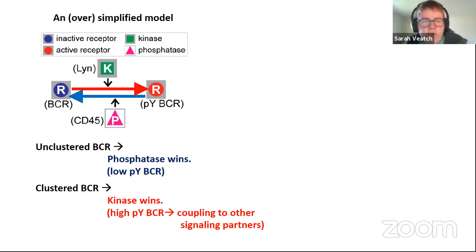But for some reason, when you cluster the B cell receptor, this tips the scale so that the kinase can win. So then the receptor ends up getting phosphorylated. And this phosphorylation of the receptor is sensed by other proteins in the cell that facilitate this downstream cellular-wide response.